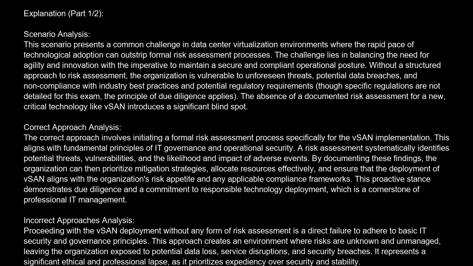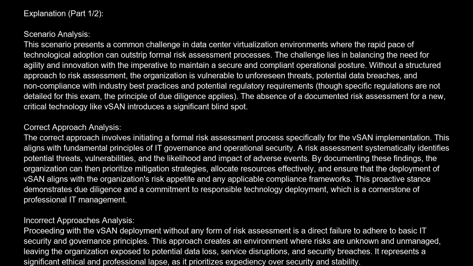The challenge lies in balancing the need for agility and innovation with the imperative to maintain a secure and compliant operational posture. Without a structured approach to risk assessment, the organization is vulnerable to unforeseen threats, potential data breaches, and noncompliance with industry best practices and potential regulatory requirements. Though specific regulations are not detailed for this exam, the principle of due diligence applies.